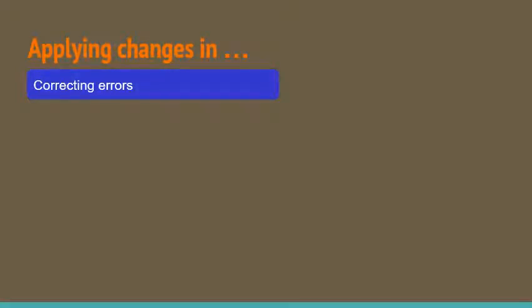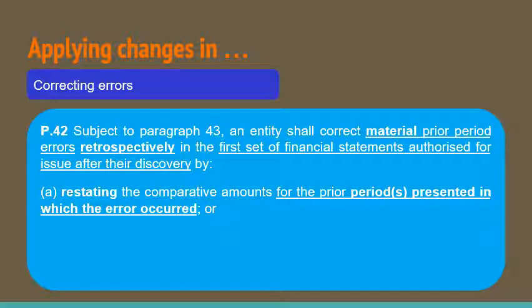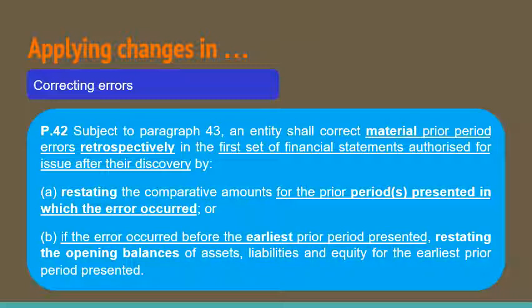For correcting errors, as identified earlier, it should be done retrospectively in the first financial statements authorized for issue after the discovery of the error. And this should be done by retrospective restatement of comparative amounts in the prior period presented where the error occurred, or if the error occurred before the earliest prior period presented, then we need to restate the opening balances of the assets, liabilities, and equity for the earliest period presented. Again, we shall apply limitations, and for that we need to refer to paragraphs 43 to 45.